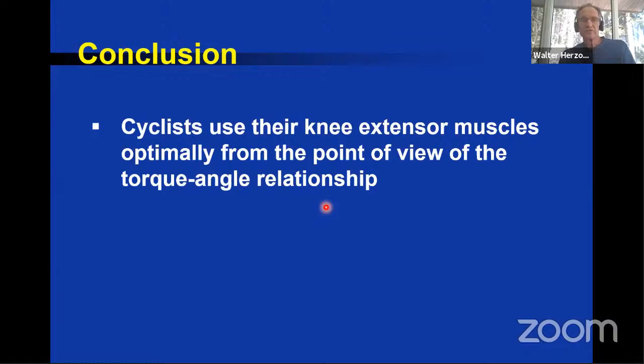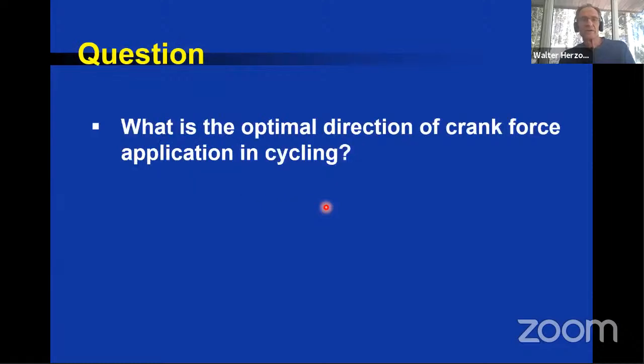As you know, if you've ever cycled on a bicycle that's too small for you, for example, and you sit very low, then it becomes very hard for you to cycle. And one of the reasons is because you're really not working at a very good length in terms of the force length or torque angle relationship. Another question we asked ourselves is, what is the optimal direction of crank force application in cycling?